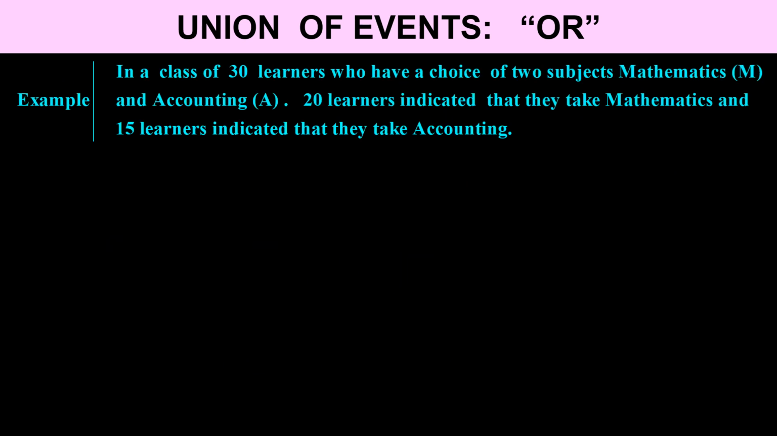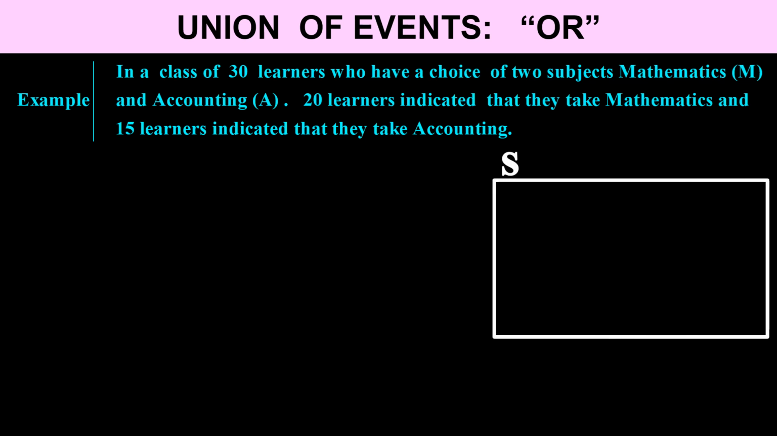Now let's look at the union of 2 events. I'm going to use an example to illustrate the probability of the union of 2 events, and then derive a formula to determine the probability of the union of 2 events. So in this example, we have a class of 30 learners who have a choice of 2 subjects, mathematics and accounting. Right? So there we have the sample space, and we use a rectangle there.